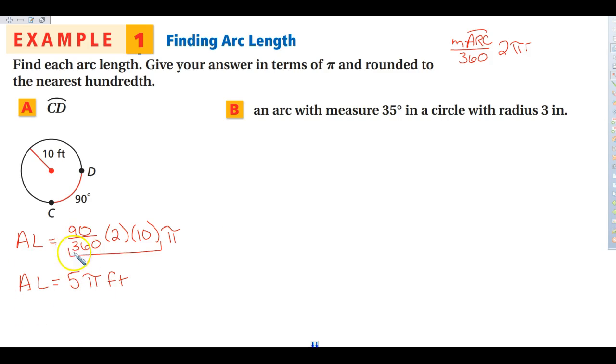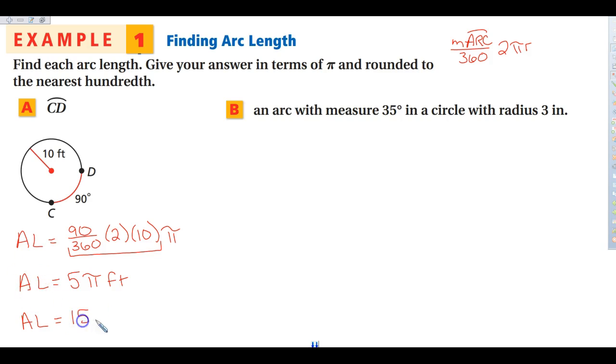All right, so when you put all this in the calculator, we get that it is 5 pi. You can also realize 90 over 360 is 1/4. 2 times 10 is 20, so 1/4 of 20 is 5. All right, then we want this in both terms of pi and the nearest hundredth. So in your calculator, you're going to do 5 times pi.